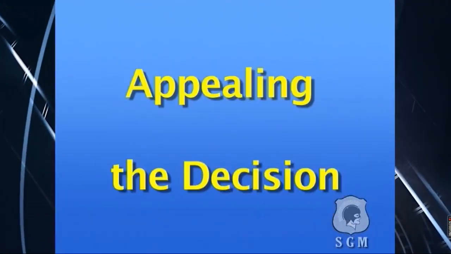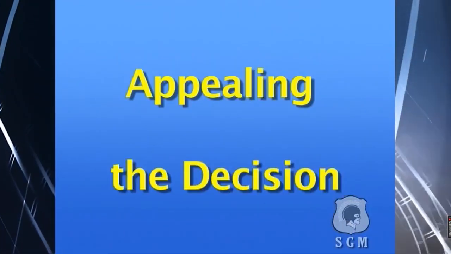If the verdict is guilty, the defendant can be sentenced at that time or sentenced on a later date, which is called the sentencing hearing. If the defendant is found not guilty, he is released. The prosecution and the defense have the right to appeal the decision.